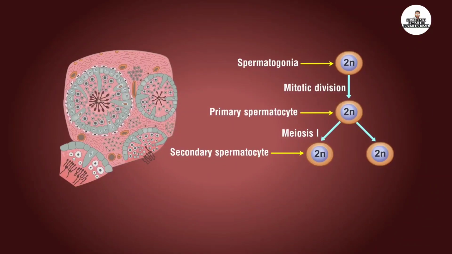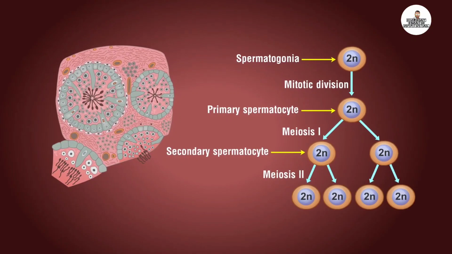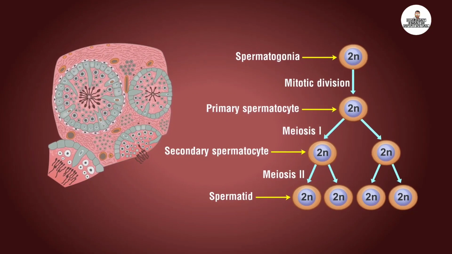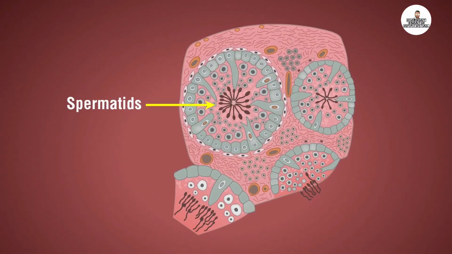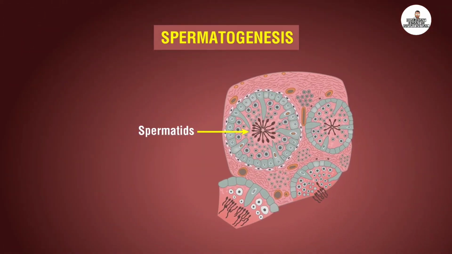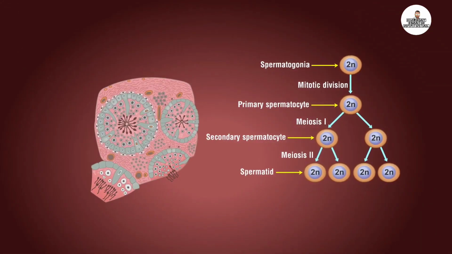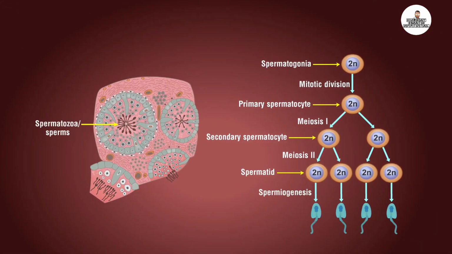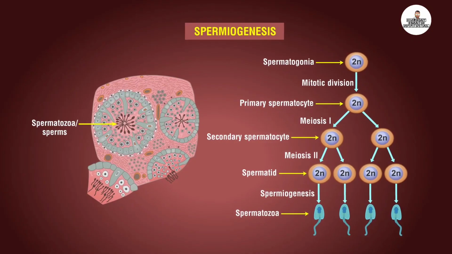The secondary spermatocytes undergo the second meiotic division to produce 4 equal haploid spermatids. The process of differentiation of a spermatogonium into a spermatid is known as spermatogenesis. The spermatids are later transformed into spermatozoa or sperms by the process called spermiogenesis.